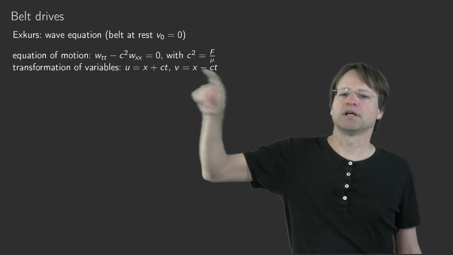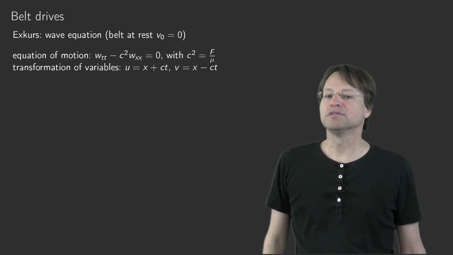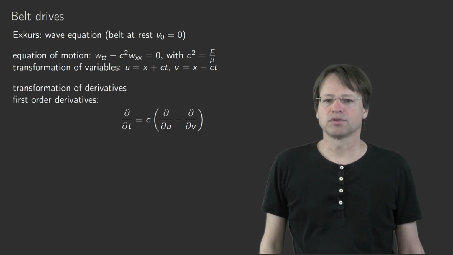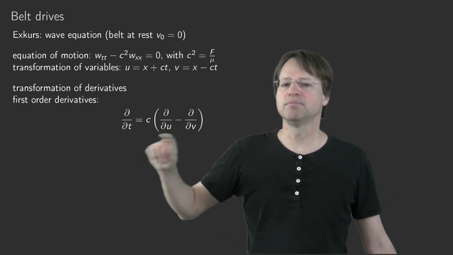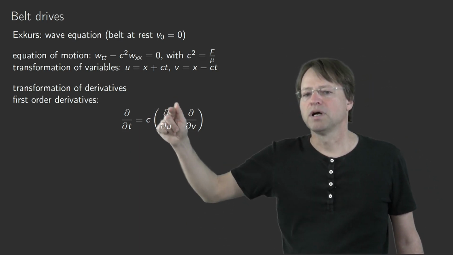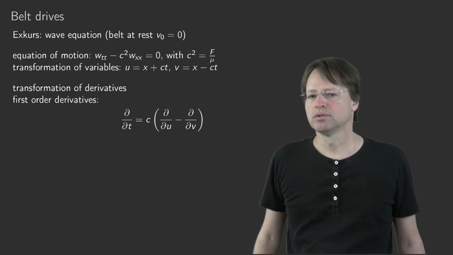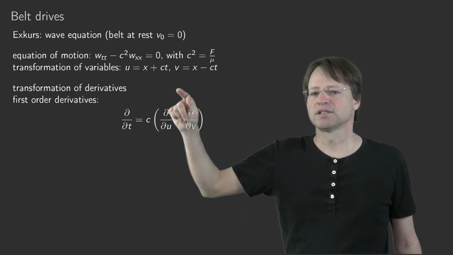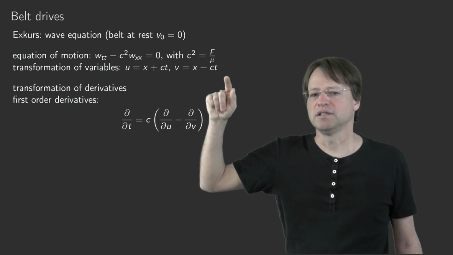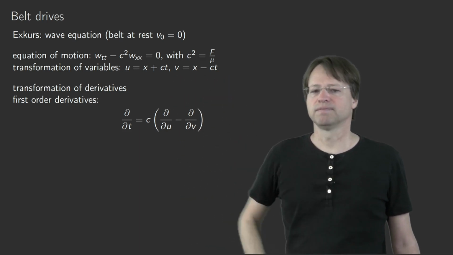Let's see how this applies to our equation of motion. Therefore, we have to transform the derivatives. Let's start with the first order derivatives. So instead of d by dt, we find du by dt, which is c, d by du, and then we have plus dv by dt, which is minus c, so therefore the negative sign here, d by dv.